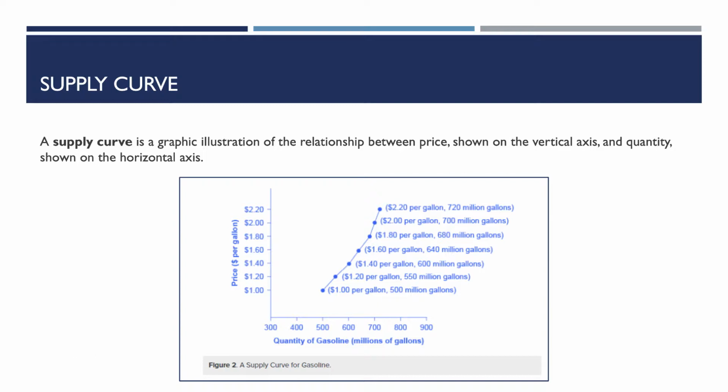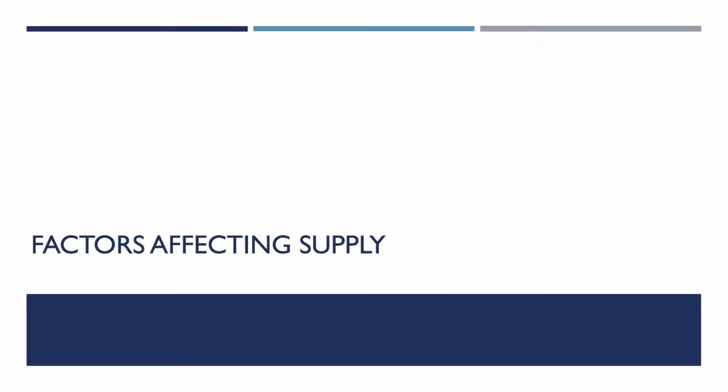Nearly all supply curves, however, share a basic similarity. They slope up from left to right and illustrate the law of supply. As the price rises, say from $1 per gallon to $2.20 per gallon, the quantity supplied increases from 500 gallons to 720 gallons. Conversely, as the price falls, the quantity supplied decreases. Now, we're going to go over the factors affecting supply.